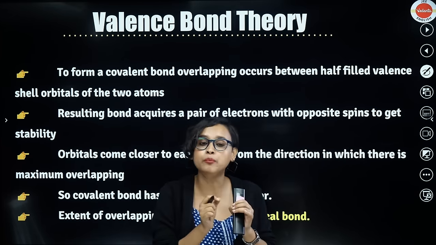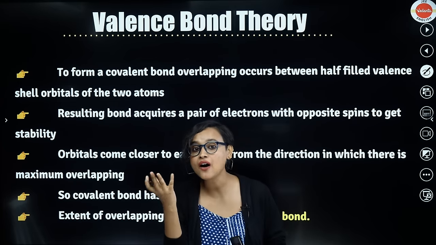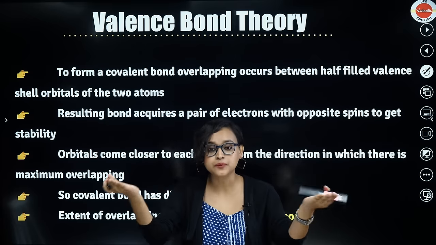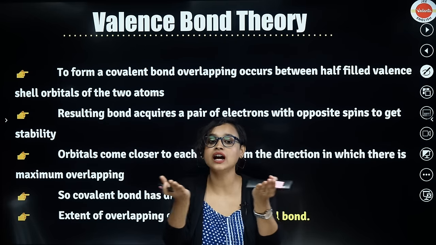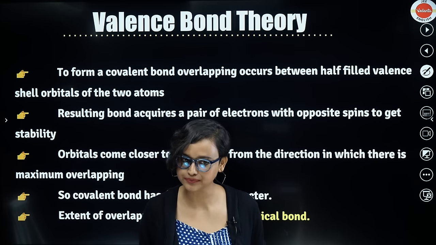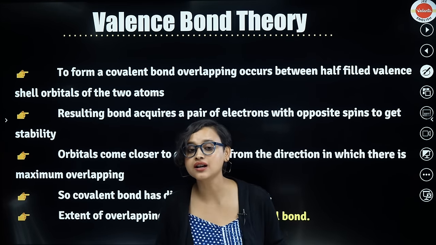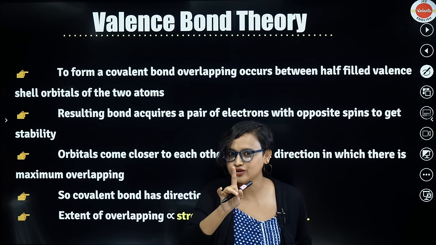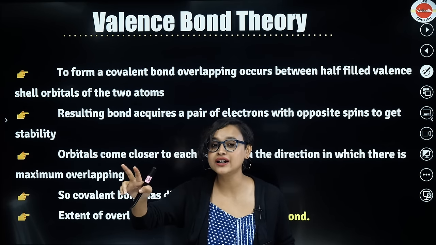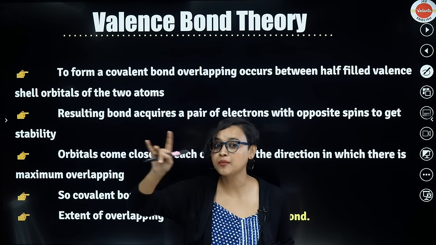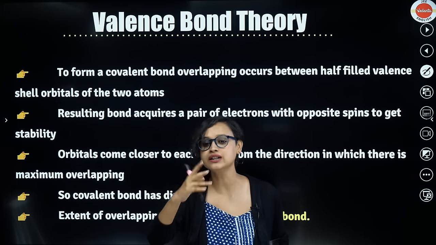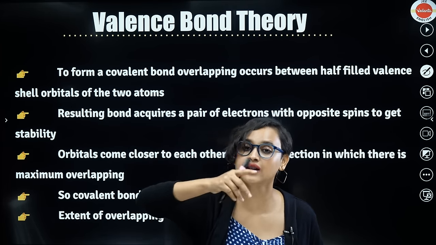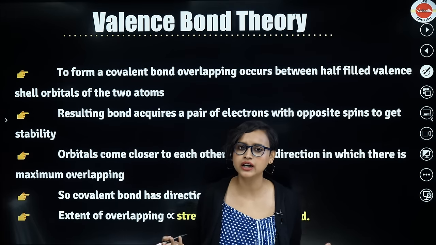To form a covalent bond, overlapping occurs between half-filled valence shell orbitals of the two atoms. What is happening? Overlapping occurs between half-filled valence shell orbitals of the two atoms. Resulting bond acquires a pair of electrons with opposite spin. Remember structure of atom, we got to know that in an orbital, no two electrons can have all the quantum numbers the same, right? Spin has to be opposite. So opposite spin makes sense. Resulting bond will acquire a pair of electrons with opposite spins to get stability. It cannot have the same spin anyway, right?